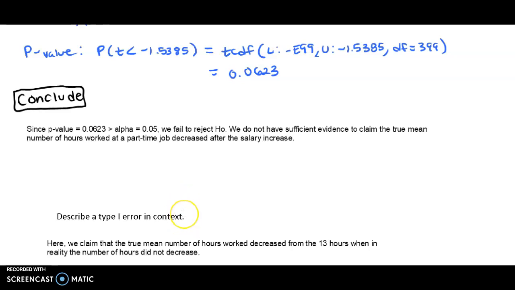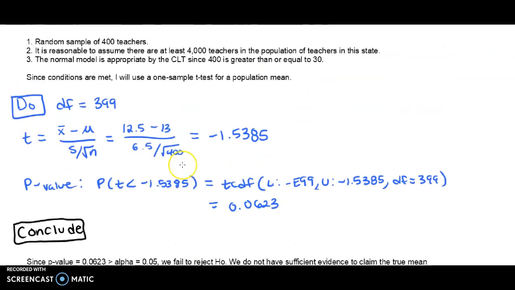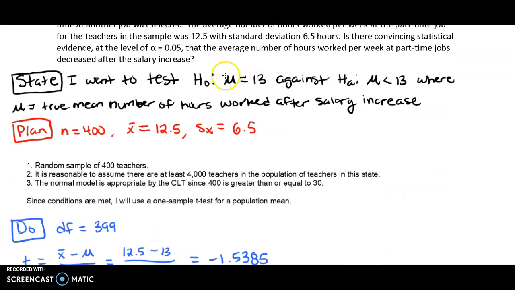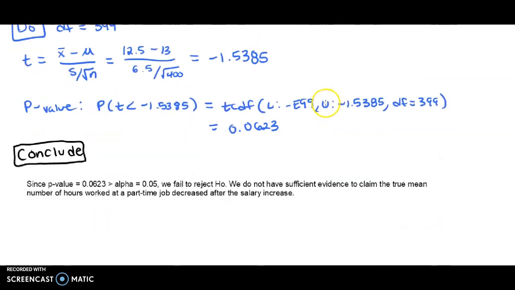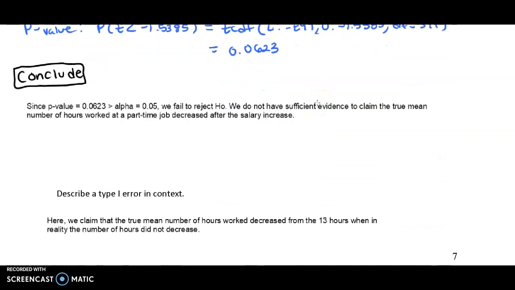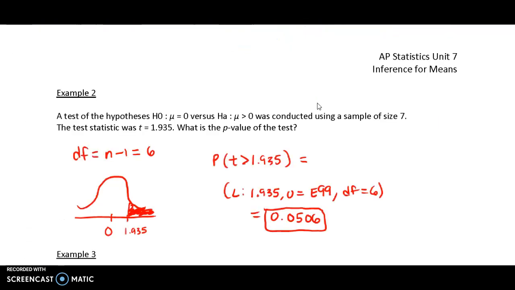Well, a type 1 error is when we reject the null hypothesis, but the null is true. So here, we claim that the true mean number of hours worked decreased from the 13 hours, when in reality, the number of hours did not decrease. So what we did here is we rejected the null hypothesis. We claimed this, but the null was actually true. So we claimed it was less than 13, but in reality, it hadn't changed from 13. So that's just an idea there of describing the types of errors.